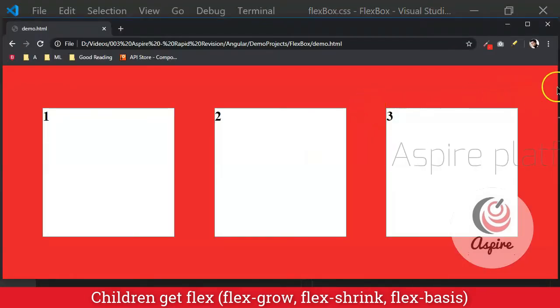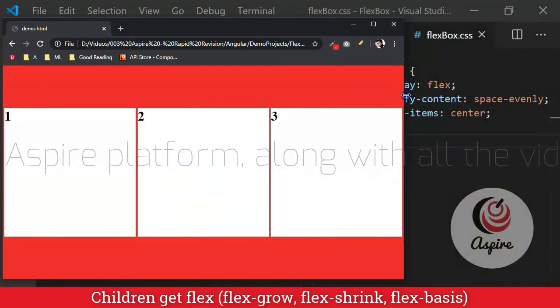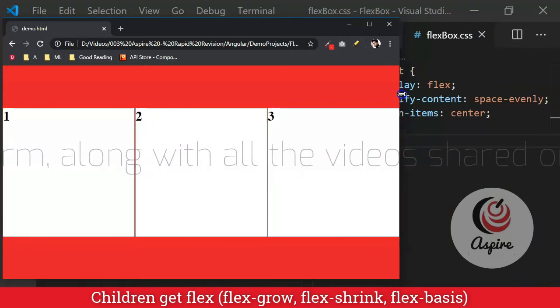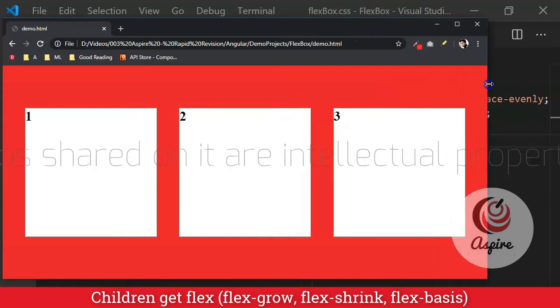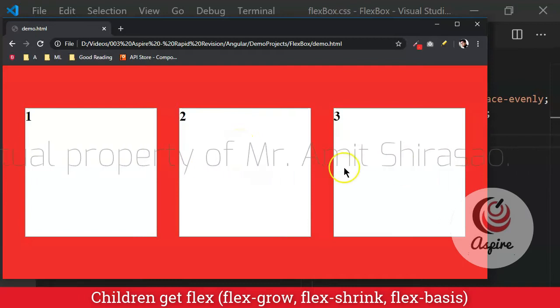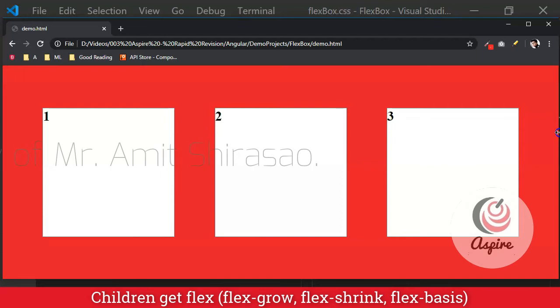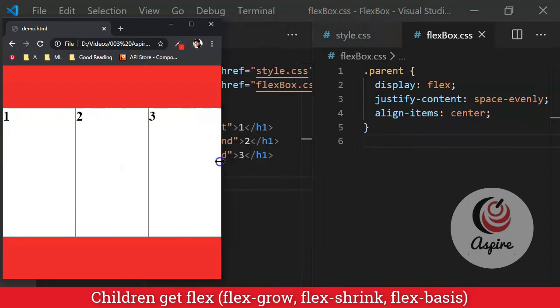Okay. Now notice that if I reduce the size of the page so that the children can just accommodate till there, the children are neither growing nor shrinking. If I increase the size of the page beyond it, then the page grows, but the children do not grow. They stay the same size. But if I reduce the size of the page beyond the level up to which the children can accommodate, then the children do shrink. So this is a weird behavior. The children do not grow, but the children shrink.